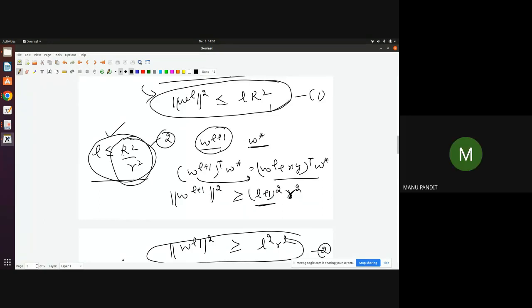Now, the left hand side is WL or WL plus 1? What is this? This one? WL, sorry. This is very badly written. WL, yeah.